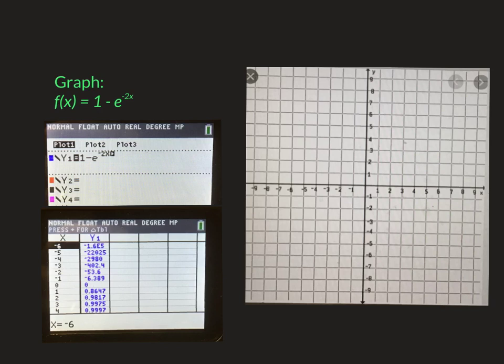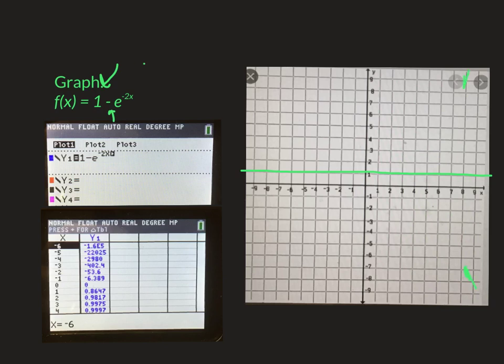Okay, this one's a tad bit more complicated, but not tons. All right, so what I'm going to do here, first of all, I have a 1. Even though the 1's written first, it's really outside. It's not in the exponent, so it's outside, which shifts it up 1. So the asymptote is going to be up here. It's going to be up 1, like that. Now, another thing I'm seeing is it's a negative e. Remember, negative in the front means it reflects across the x. So my graph's going to be down here instead of up here.